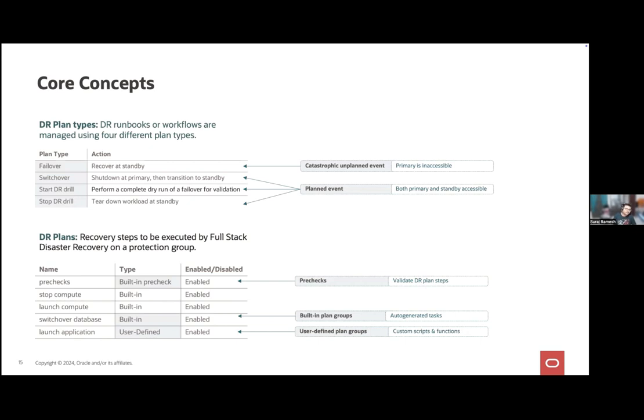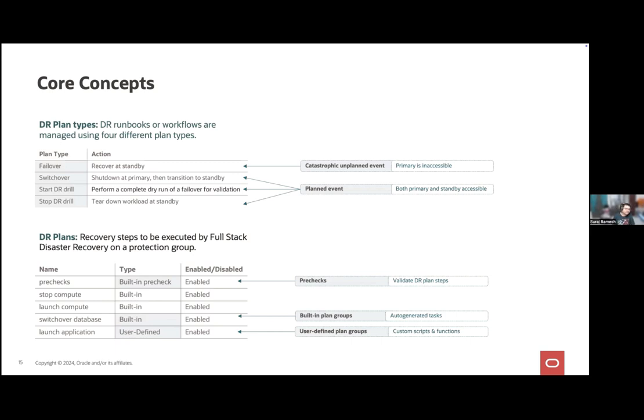So let's start with switchover. Switchover, as the name suggests, is used for planned maintenance where you want to shut down everything in primary and move everything to the DR. If you have such a requirement, then ideally you should use the switchover plan. And the failover plan is intended for an actual DR scenario. If a major flood happened and your primary region is gone, then you can use a failover plan to recover everything in the DR region.